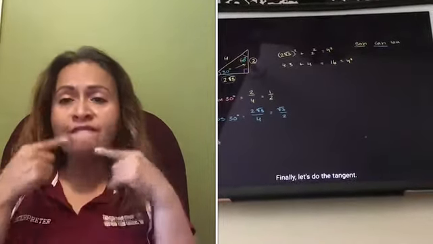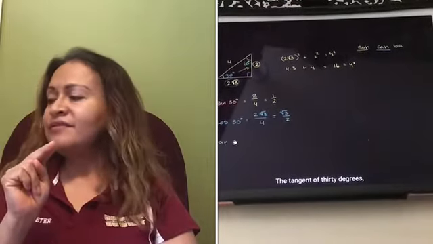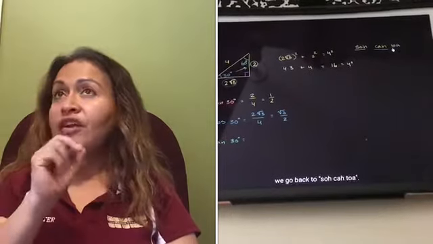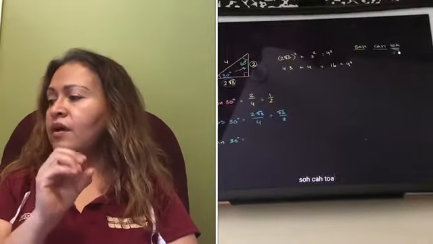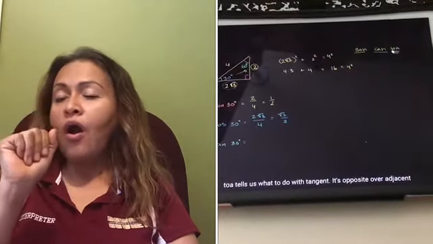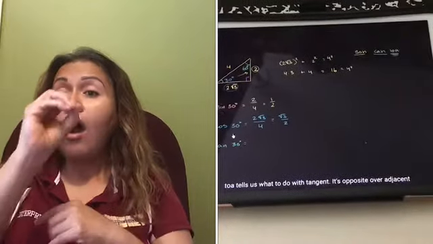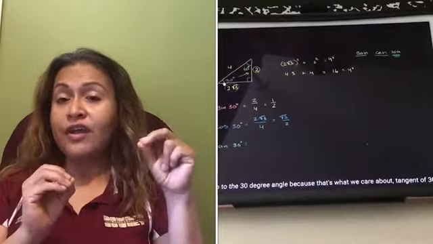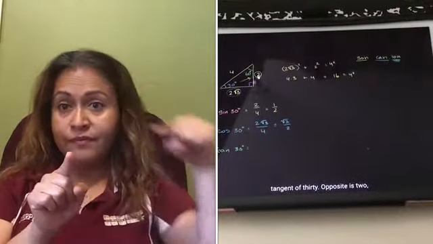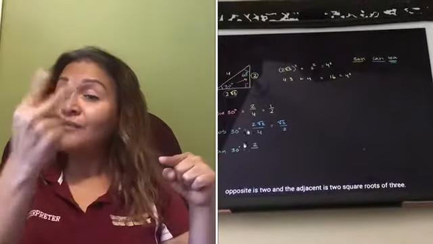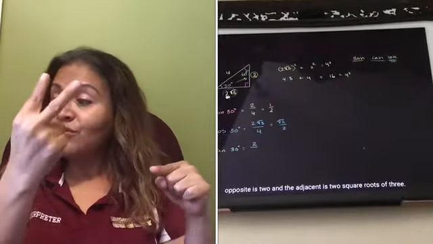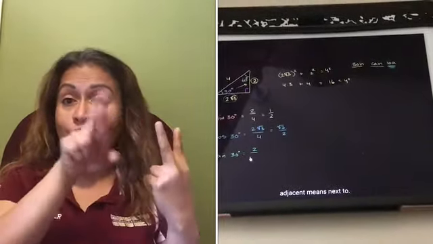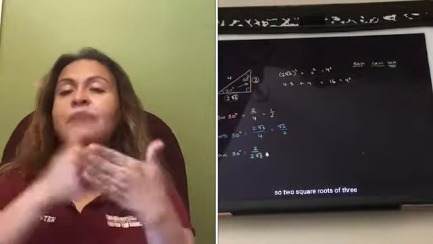Finally, let's do the tangent. The tangent of 30 degrees. We go back to SOHCAHTOA. TOA tells us what to do with tangent. It's opposite over adjacent. We go to the 30-degree angle, because that's what we care about. Tangent of 30. Opposite is 2, and the adjacent is 2 square roots of 3. It's right next to it. Adjacent means next to. So 2 square roots of 3.